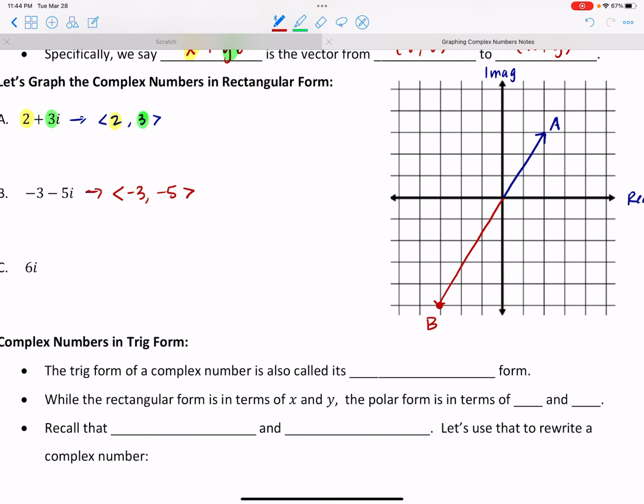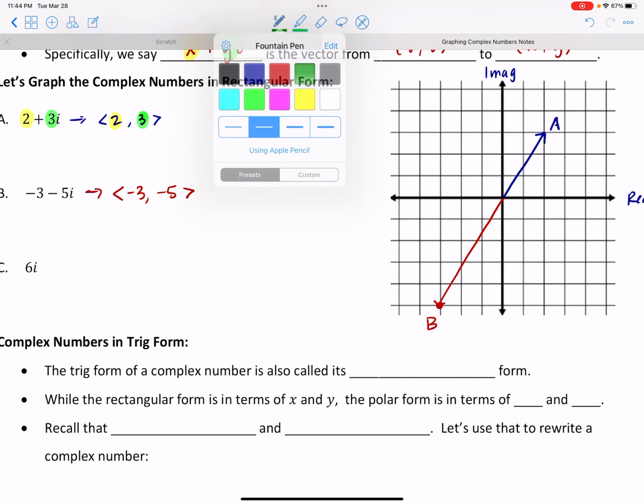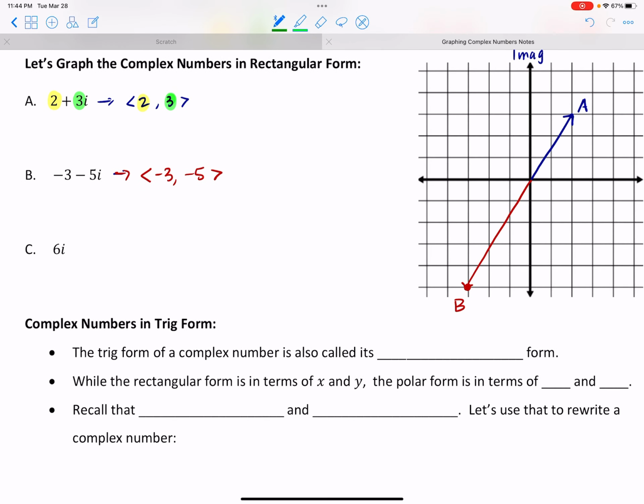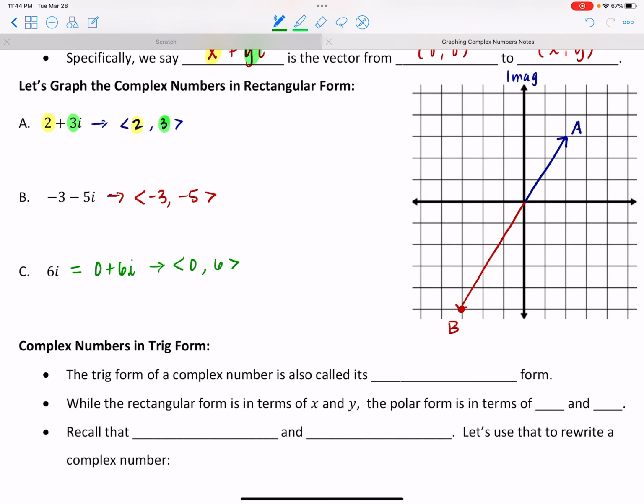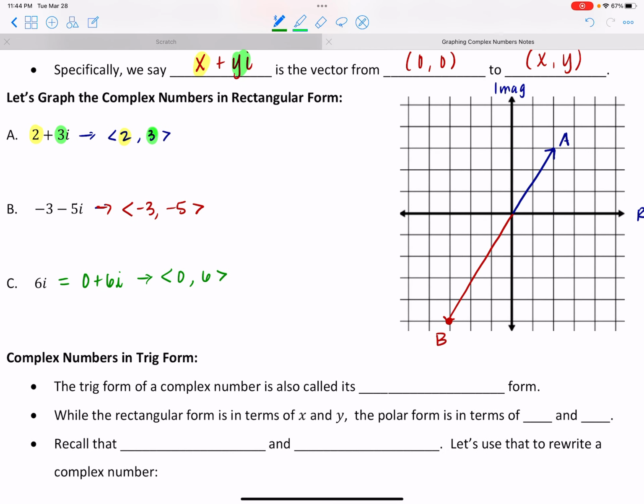And then the last one, notice we only have an imaginary component. Remember, every number has a complex form, so this is the same as 0 plus 6i. If you don't see the real number part, it's just zeroed out. So as a vector, we're not going to move along the x-axis. We're only going to move up the y-axis. So as a vector, it'd be 0, 6. That's the landing point for this vector. So 0, 6. And 1, 2, 3, 4, 5.